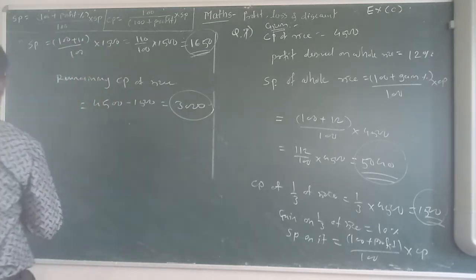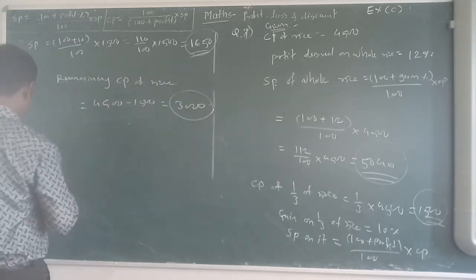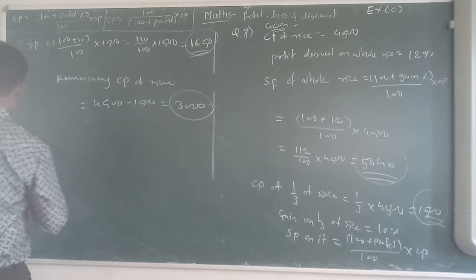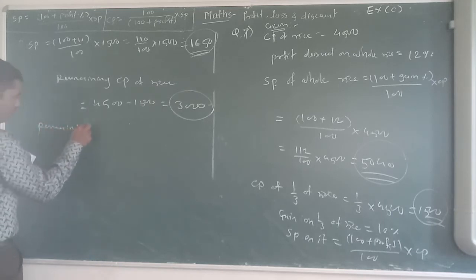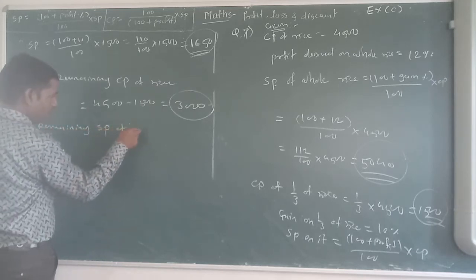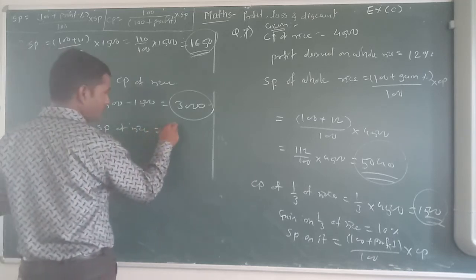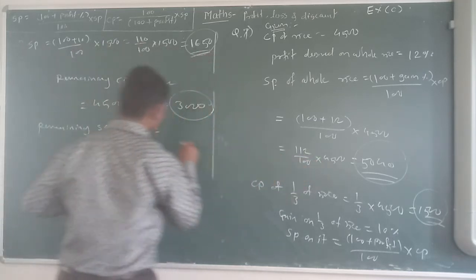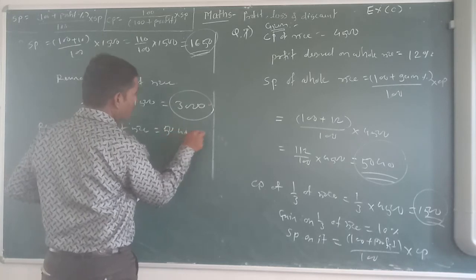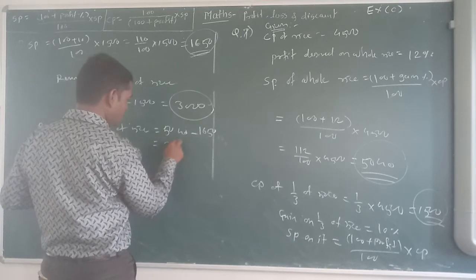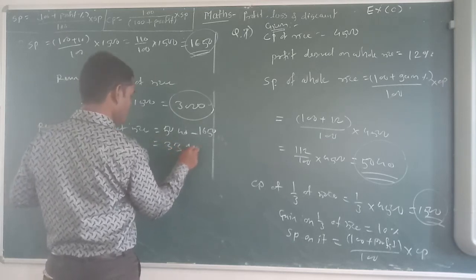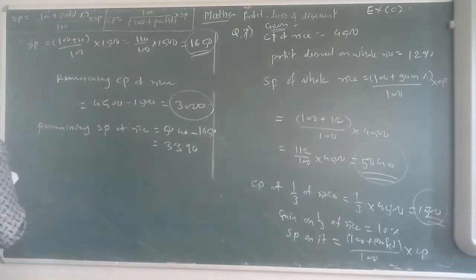अभी कितने का राइस बचा है, तो इसकी एसपी कितनी होगी, that we have to find. So remaining CP, and see now remaining SP of the rice, remaining SP कितनी होगी, पूरा SP कितना है हमारा टोटल 5040, कितने का भेज दिया 1650, तो remaining SP 3390 rupees. So we have to find the gain percentage.